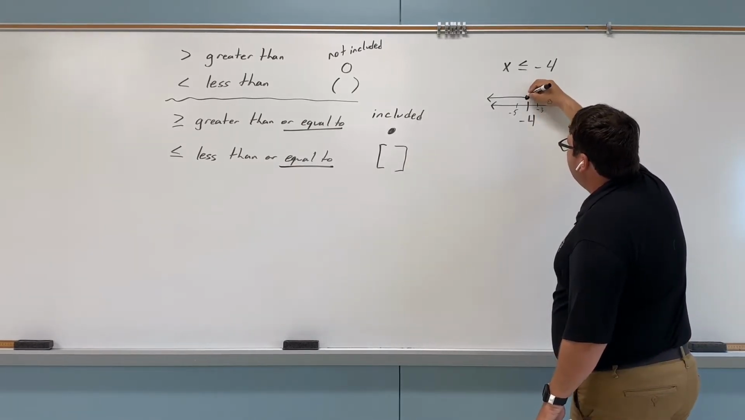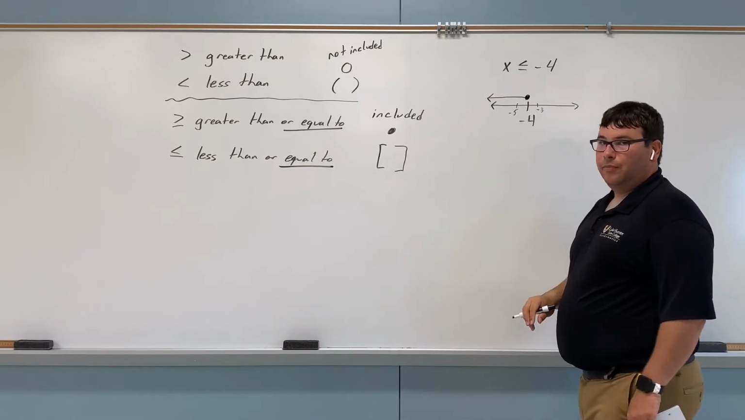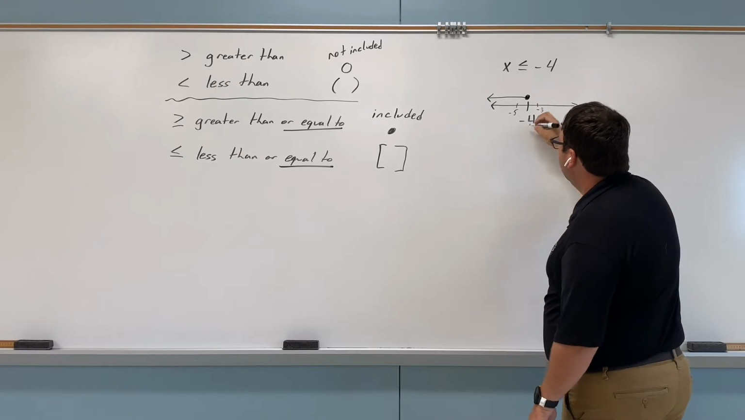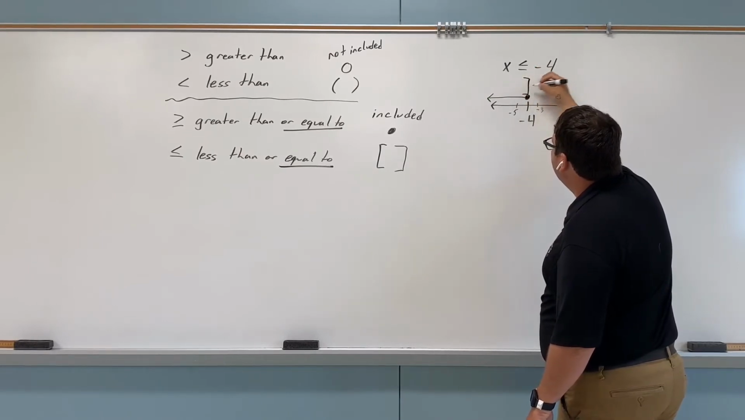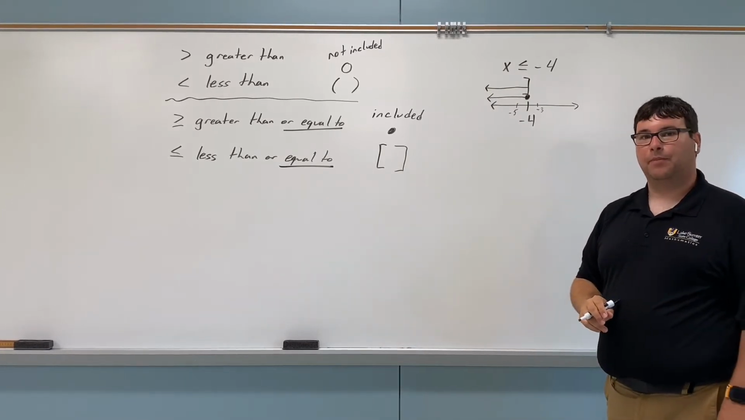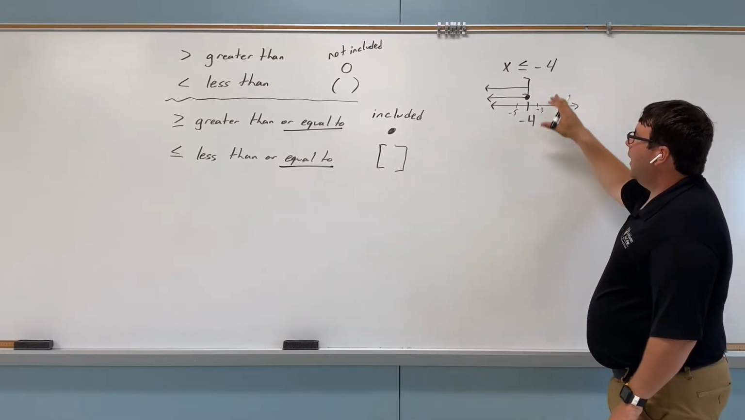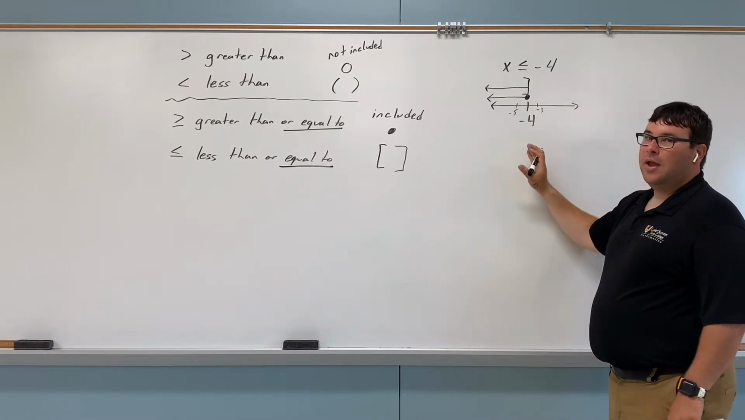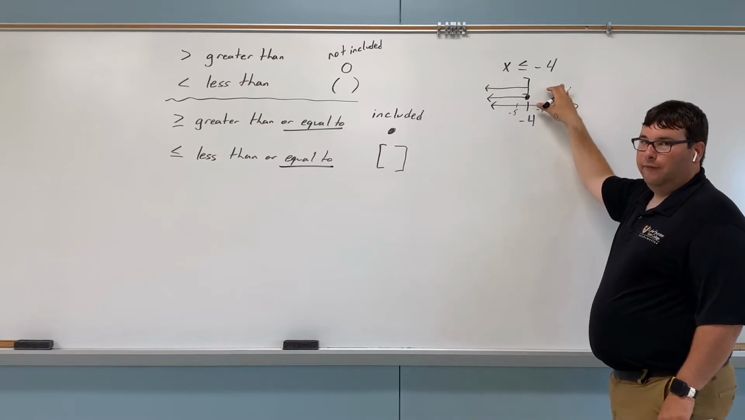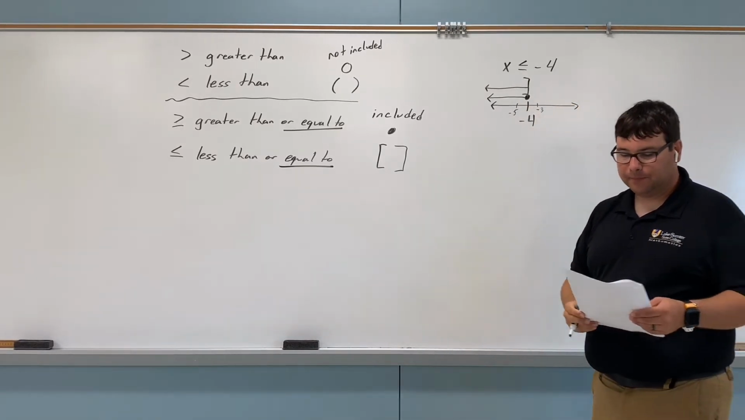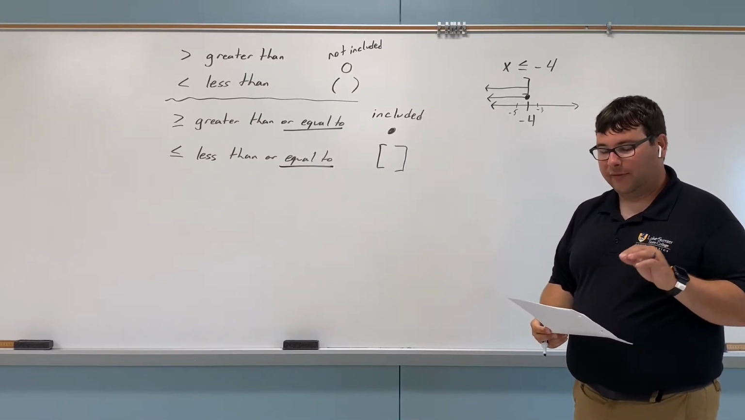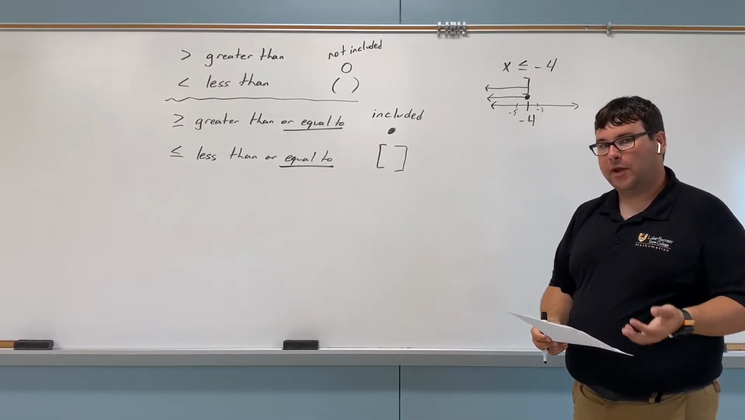So you can use a solid circle just like so, so that you can see that this is an included value, or you can use a square bracket with the line going in the same direction. What that means is we are now looking at an included value and we are graphically representing x is less than or equal to -4. Now, as part of the instructions for this problem, aside from graphing, it says give the interval notation for each.